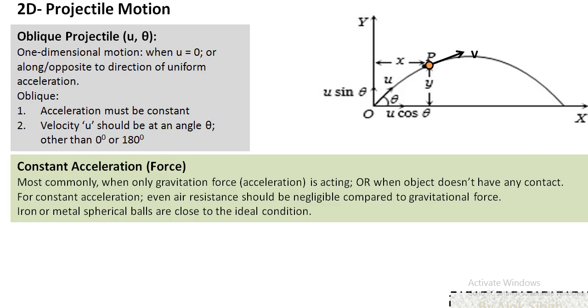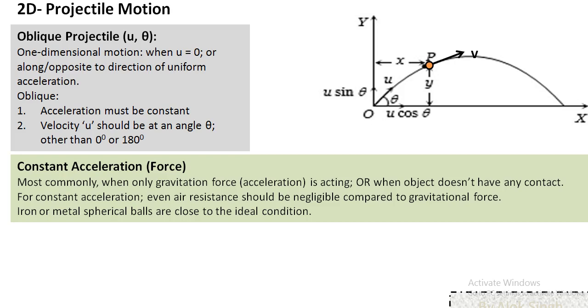So what is a common example of constant acceleration? When an object is moving under gravity, falling under gravity. When we talk about an object moving only under gravitational force or acceleration, the object does not have contact with anything else. So the only force acting on the object would be gravitational force. In that case, the force will be constant and acceleration will be constant. For constant acceleration, even air resistance should be negligible or absent. It should be negligible compared to gravitational force. In that case also, it could be considered close to an ideal oblique projectile motion.